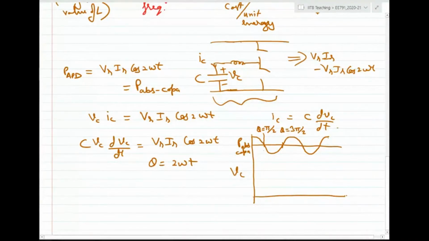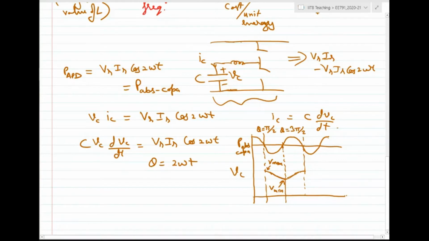When this capacitor is giving power, between theta equal to pi by 2 to 3 pi by 2, its voltage will drop. Why? Because it's giving energy, its energy is dropping, so half C V square is the energy, so voltage has to reduce. During this period, voltage reduces, and for the next period, voltage will rise. So by looking at this, we can say that this point is nothing but the V max point, and this point is nothing but the V min point.